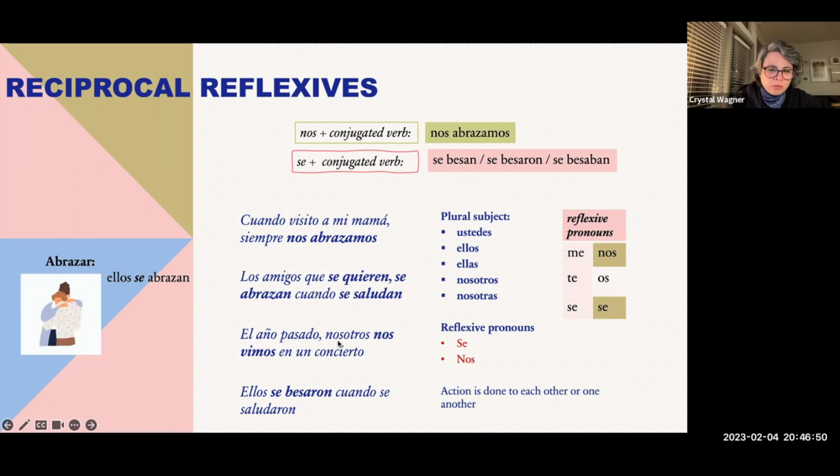El año pasado, nosotros nos vimos en un concierto. So here we have nos vimos, and here we're using the preterite, right? An event happened last year in a concert. We saw each other. Same thing, nothing changes. We are just using these reciprocal constructions to demonstrate that an act happened that was done to each other. Ellos se besaron cuando se saludaron. Again, two verbs, the same construction. So action done to each other or to one another, if that's how you want to think of it.